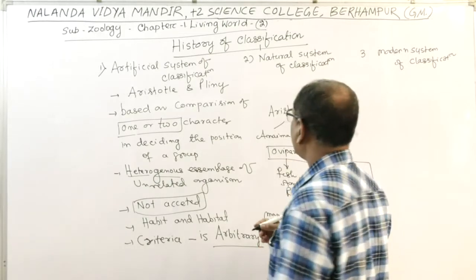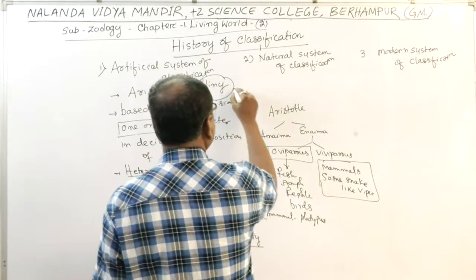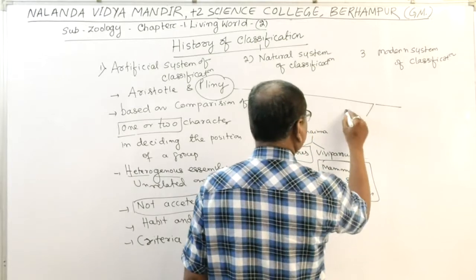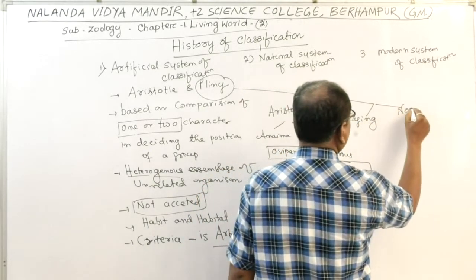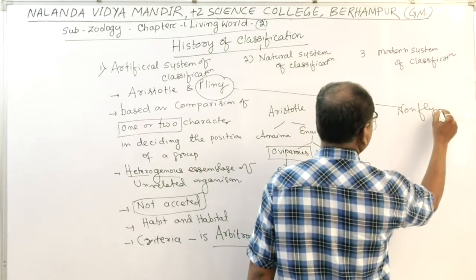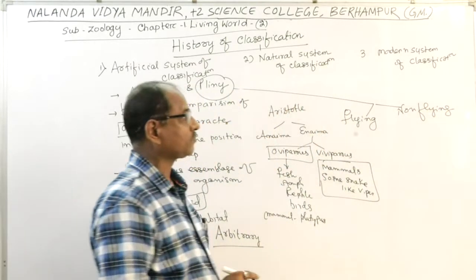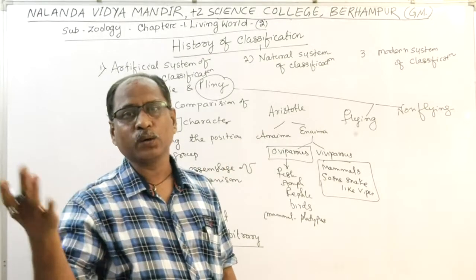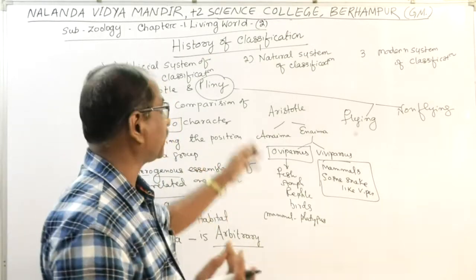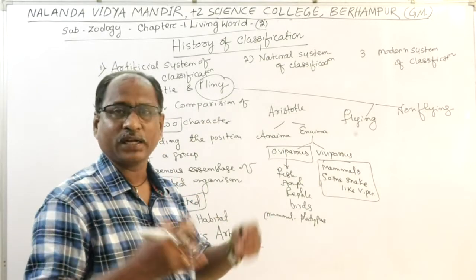Another example, Pliny differentiated the animals into two groups, flying and non-flying. One character: flying animals and non-flying animals.